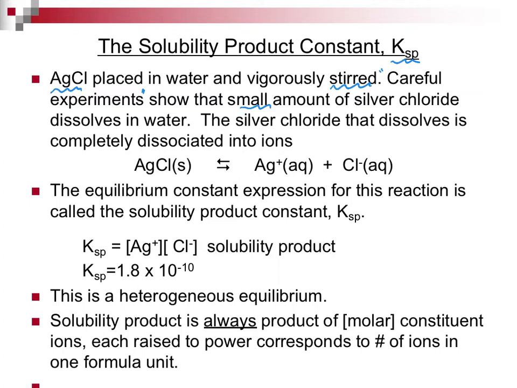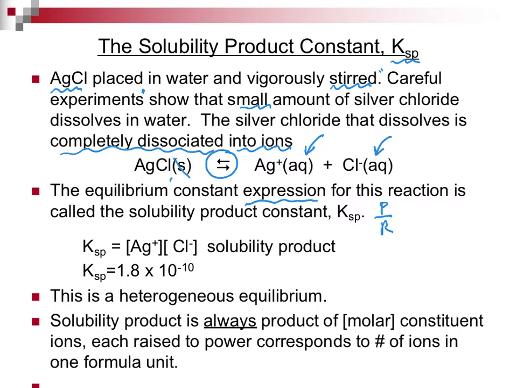The silver chloride that dissolves completely dissociated into ions. Now you understand this because you've been in 1210. So it makes sense that a solid can dissolve into ions. Notice that it is an equilibrium. There is the double-headed arrow. And this equation has an equilibrium constant expression. And what we have again is products divided by reactants. Here are the products, silver cation, chloride anion.